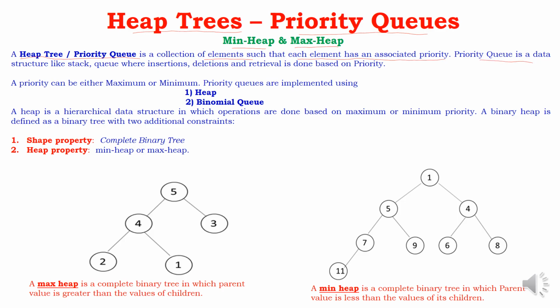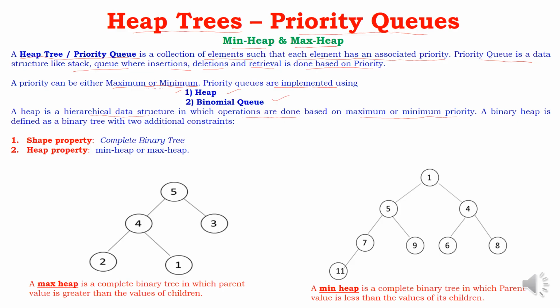Priority queue is a data structure like stack and queue where insertions, deletions and retrieval are done based on priority. A priority can be either maximum or minimum. Priority queues are implemented using heap tree or binomial queue. Here we are using heap tree. A heap is a hierarchical data structure in which operations are done on maximum or minimum priority.